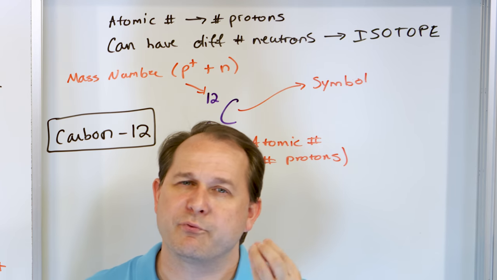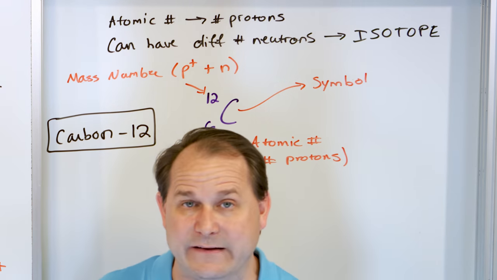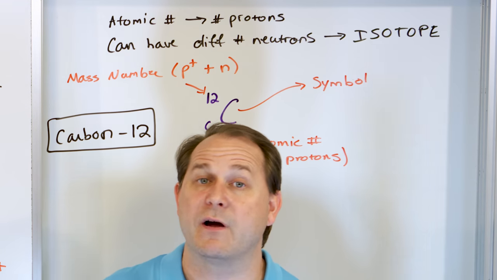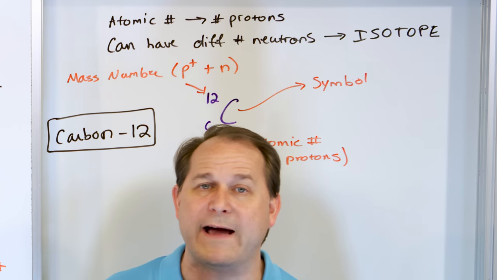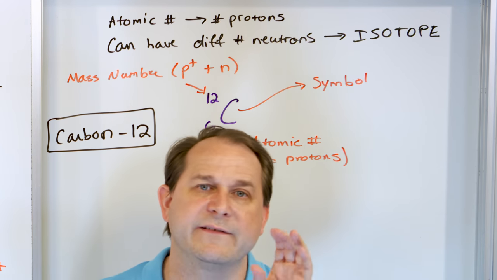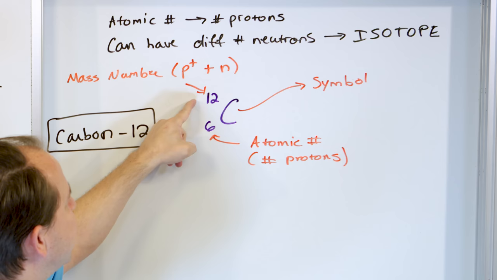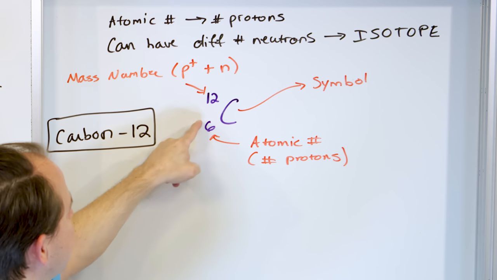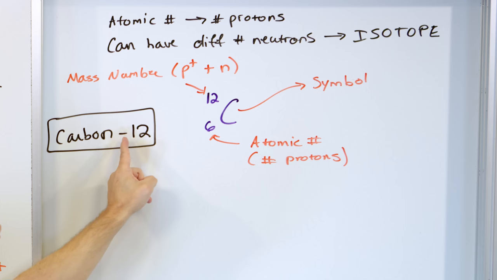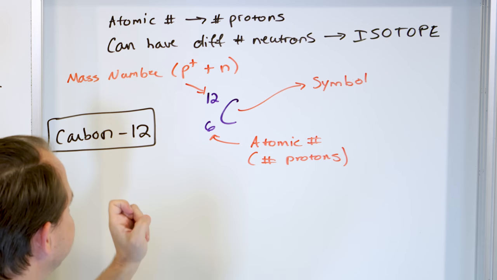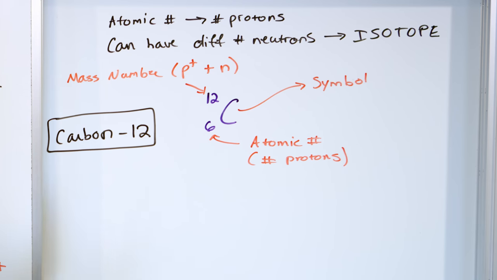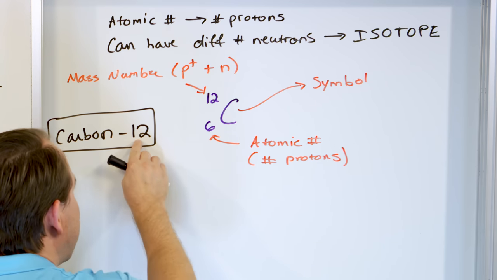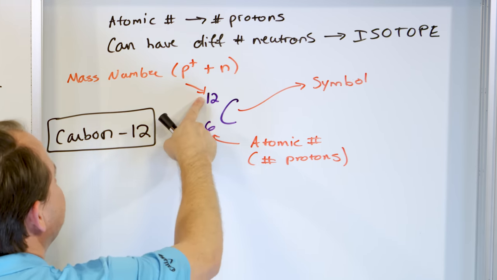So the number of protons determines what element it is. You always have to have the same number of electrons surrounding the nucleus as you have protons. The number of neutrons inside can vary, but you can always figure out the number of neutrons by subtracting what we call the mass number minus the atomic number. This particular atom would have 6 neutrons, because 12 minus 6 is 6. And you would call this carbon-12 because the mass number is 12.